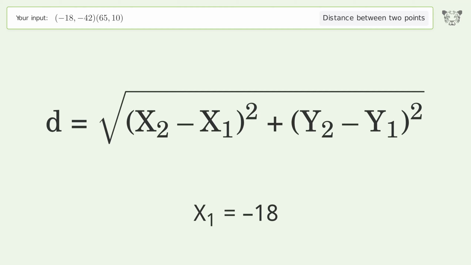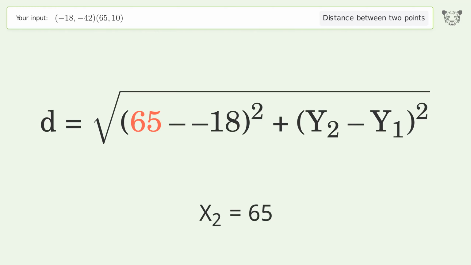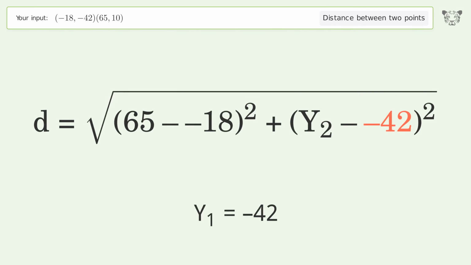x1 equals -18. x2 equals 65. y1 equals -42. y2 equals 10.